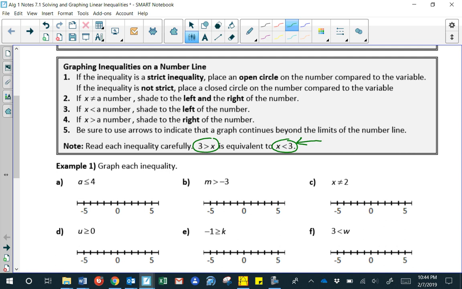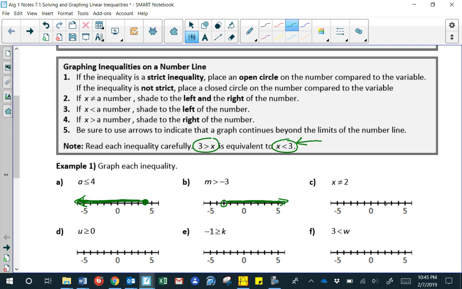Let's graph some inequalities. In example 1a, a is less than or equal to 4. We'll place a closed circle on 4 and shade to the left. And I'll use my arrows to indicate that the graph continues to the left. M is greater than negative 3. Place an open circle on negative 3. Shade greater than, which would be to the right.